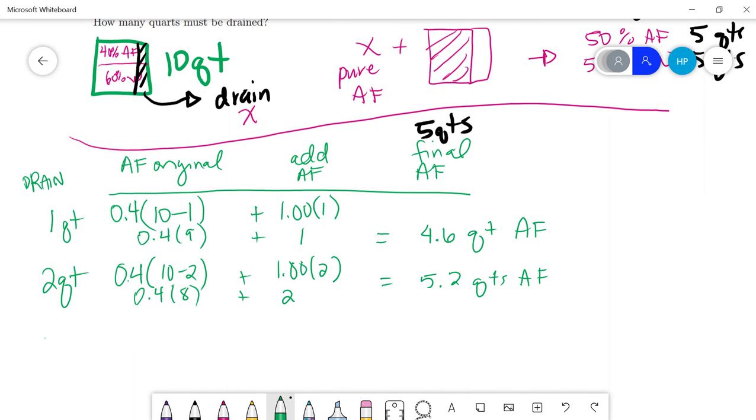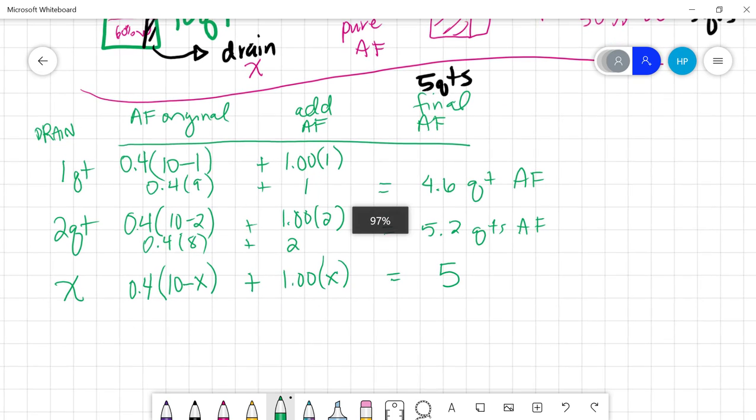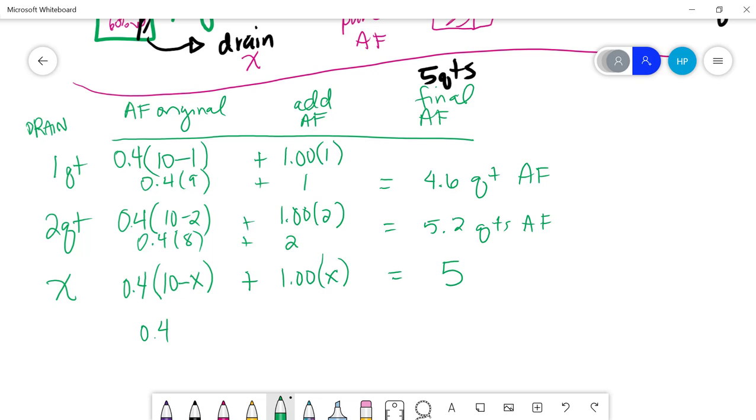So let's say X is the number of quarts I'm going to drain off. How much antifreeze am I left with in that original mixture? 40% of 10 minus the X that was drained, plus 100% of the X that we add back in. So we drain off X, we're going to put in X quarts of 100% antifreeze, and we want that to be equal to 5. So we ended up with this equation: 0.4 times (10 minus X) plus X equals 5.